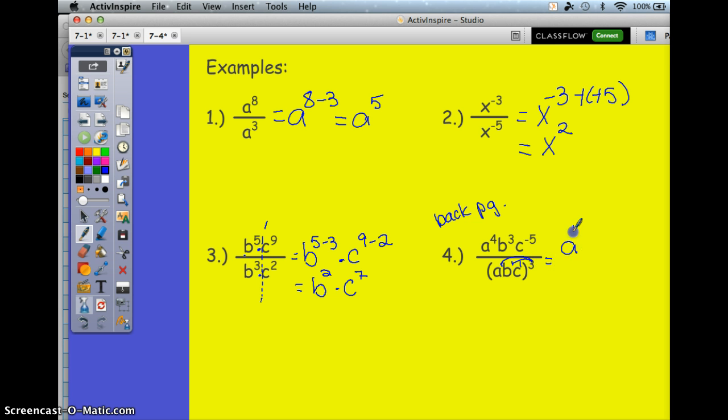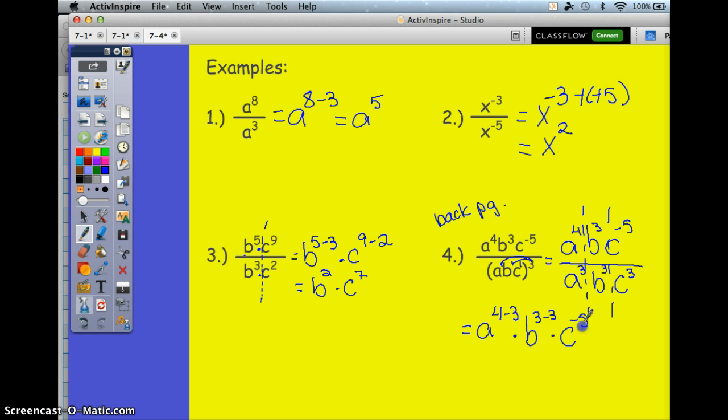So my numerator stays a to the 4th, b cubed, c to the negative 5th, over a cubed, b cubed, c cubed. Now I'm going to do the same thing. My like bases, they're all arranged. So I would do a to the 4 minus 3 times b to the 3 minus 3 times c to the negative 5 minus 3. When I do my subtraction, 4 minus 3 is 1, a to the 1st, b to the 3 minus 3 is 0, times b to the 0 times c to the negative 8th.